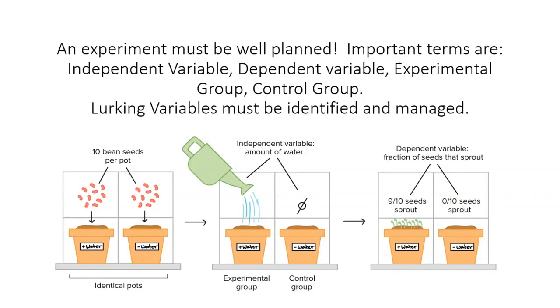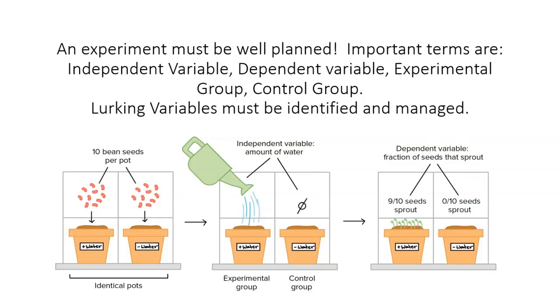We've got 9 out of 10 bean sprouts sprouted in the pot that had water, 0 sprouted in the pot that did not have water. So that gives you a very, very quick, brief overview of the scientific method.